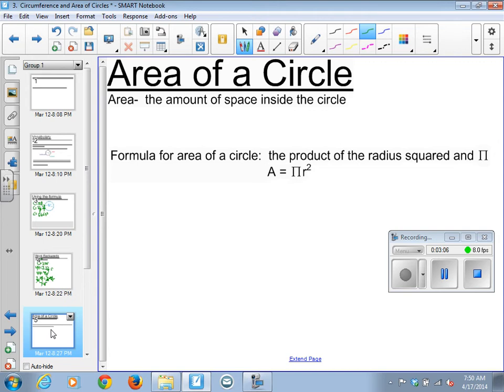The area of a circle, that is the amount of space inside the circle. In our formula for that, it's the product of the radius squared and pi. There's your equation written in math terms, A equals pi r squared. So for this one, if you're given diameter, you must find the radius just by cutting it in half and then squaring it.